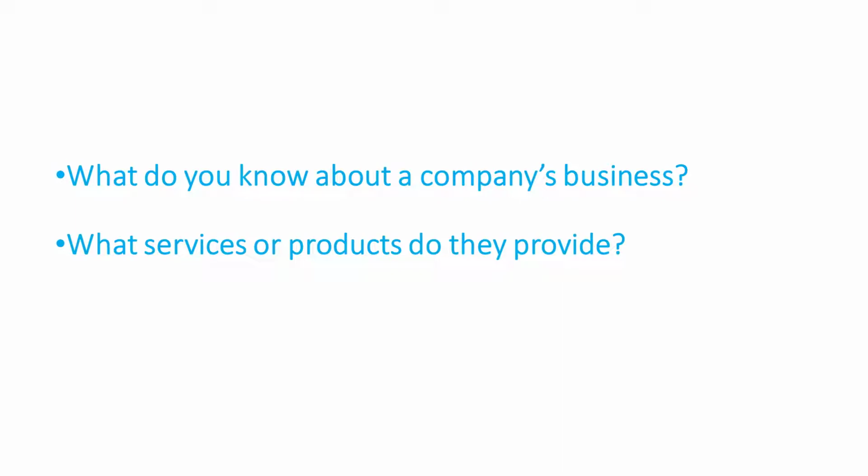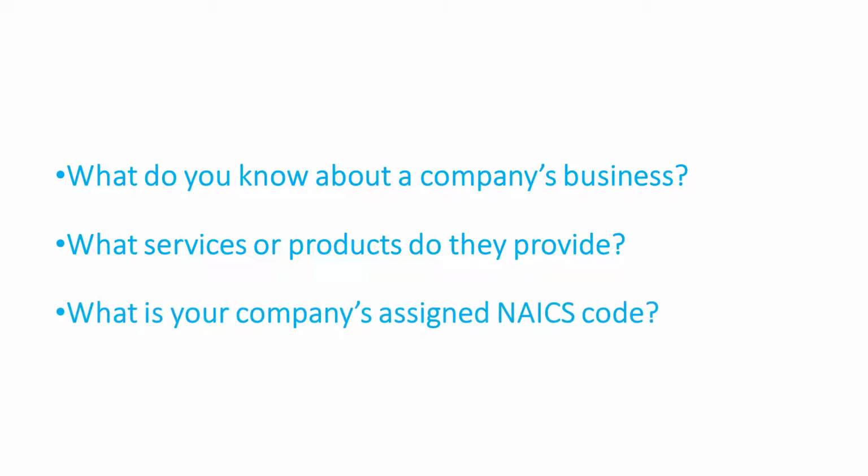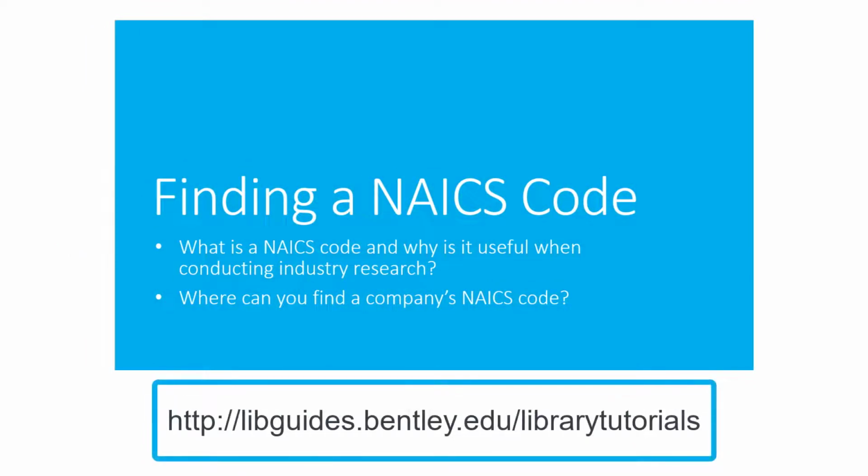The description of their business, main products, and more will give you an idea as to what industry your company may operate in. However, you will need your company's North American Industry Classification System, or NAICS code, when conducting industry research. These codes organize and classify companies into specific industries, and you can use these codes when researching the industries. For more information on these codes, including how they work, view the Finding a NAICS Code tutorial.